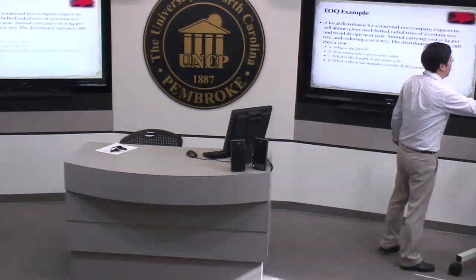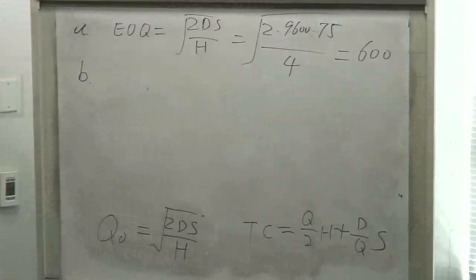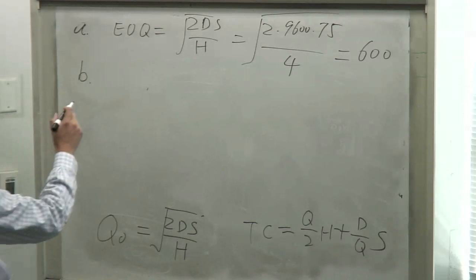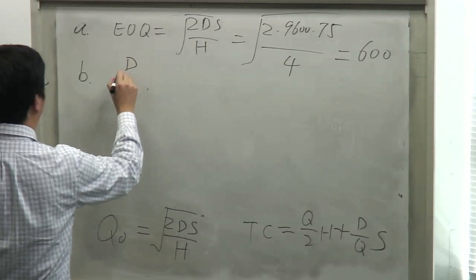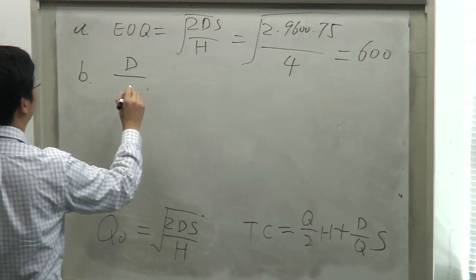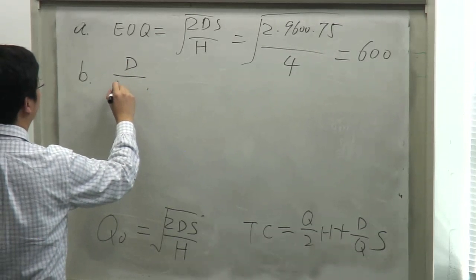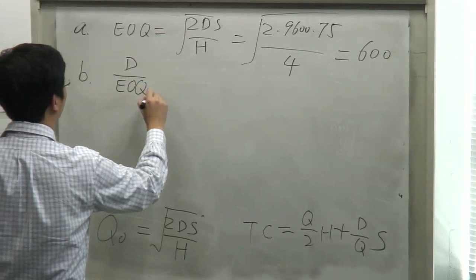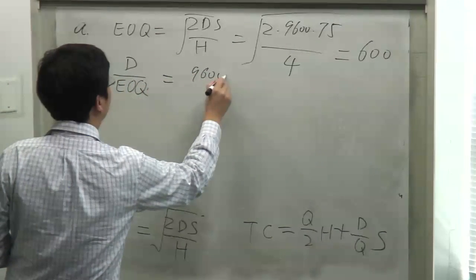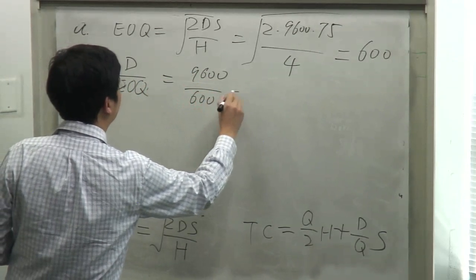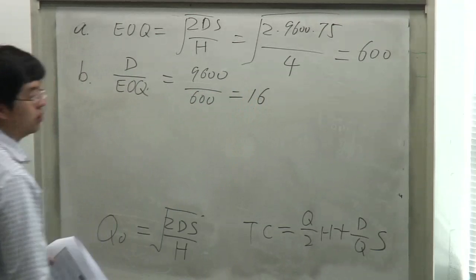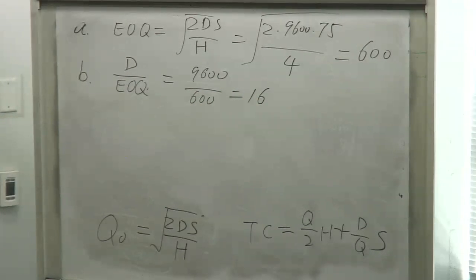Great. Part B, that's probably the easy part after we get part A. Any volunteer for part B? Aaron, you take the demand, 9,600, and you divide that by the EOQ. 9,600 divided by 600, which gives you 16 orders a year. 16 orders. Okay, the explanation is very clear.